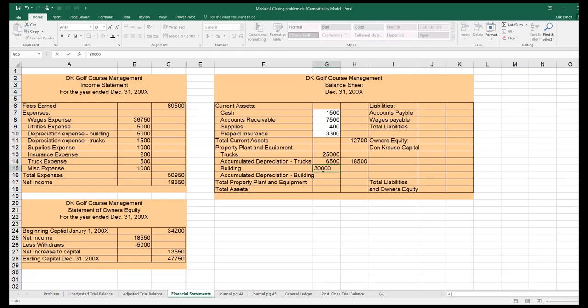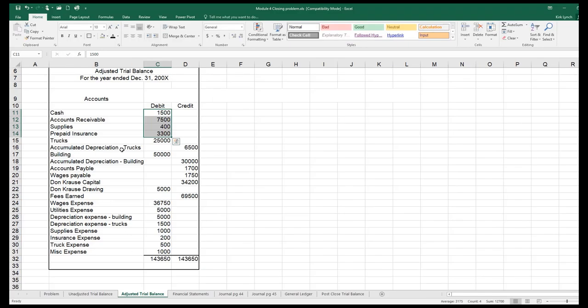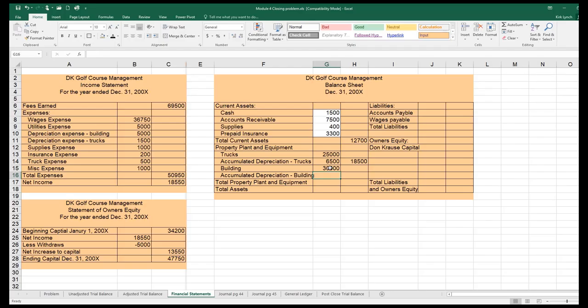We do the same for building. Our building original cost was 30,000, I believe. Let's look. Building 50,000, and the depreciation was 30,000. So we put 50,000 here, not 30,000, less the accumulated depreciation. And our book value of our building is 20,000. 50,000 cost minus 30,000 depreciation is 20,000.